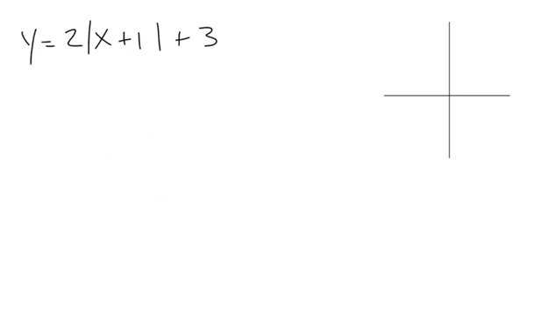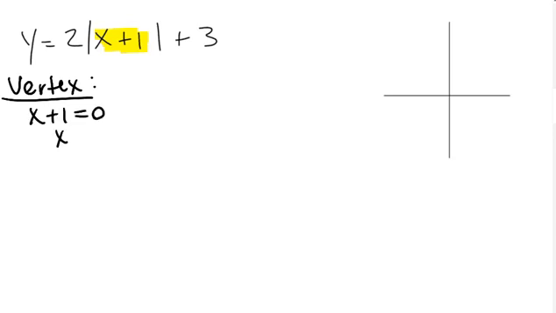Okay, as for actually finding the vertex, what we're going to do is we're going to take whatever's inside the absolute value, this x plus 1 in this case, and we're going to set it equal to 0. Okay, so we're going to solve for the vertex. To find the x coordinate, I'm going to say x plus 1 equals 0, and then I'm going to solve for x by subtracting 1 from both sides. I've got x equals -1.